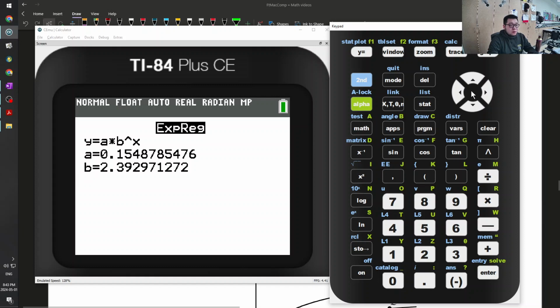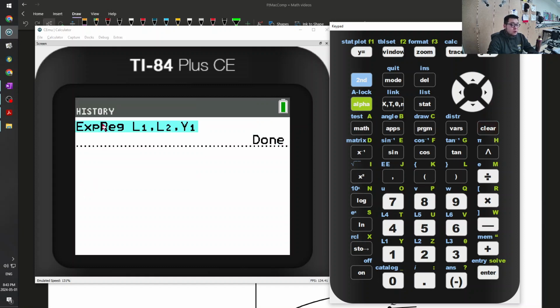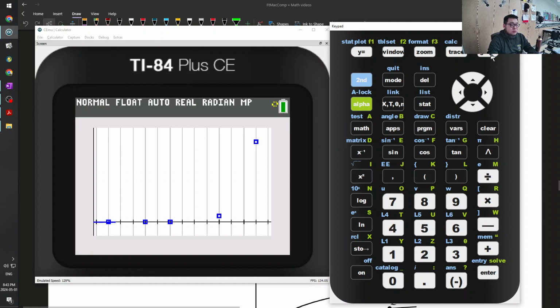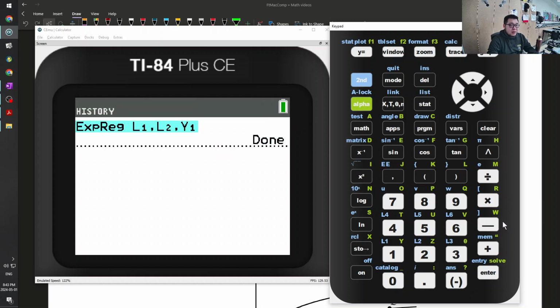Now, if you have a non-TI-84 calculator, you must enter the exponential regression exactly how you see it: list 1, list 2, y1, in order to graph everything. So how do I enter that? So I just go with what I have done before.